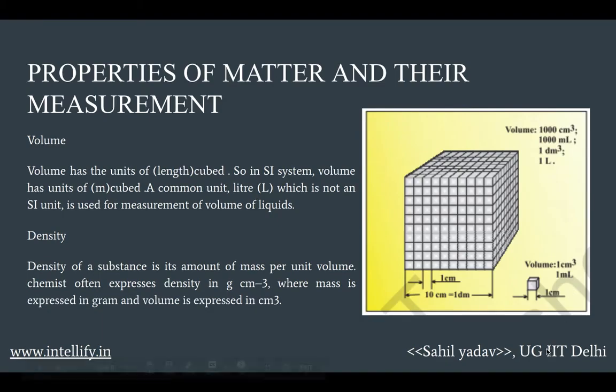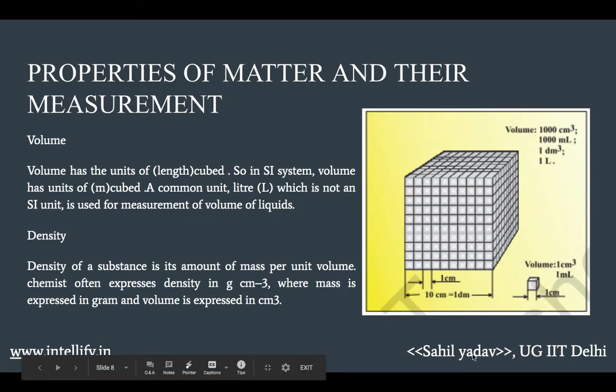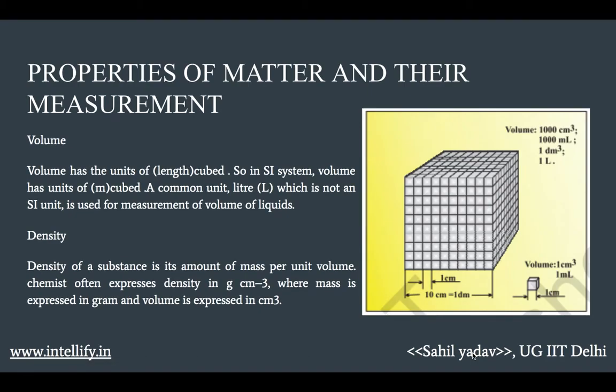Now we'll talk about density. Density of a substance is nothing but the amount of mass per unit volume. So the SI unit of density can be obtained by simply dividing the SI unit of mass by the SI unit of volume, that is kg by meter cube or kg per meter cube. The unit is quite large and a chemist often expresses density in gram per centimeter cube, where the mass is expressed in gram and the volume is expressed in centimeter cube.